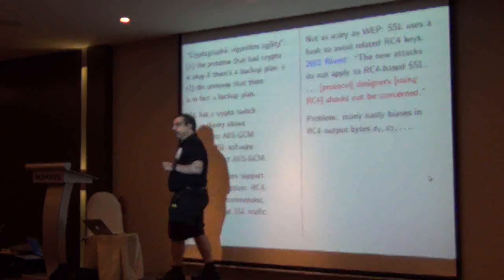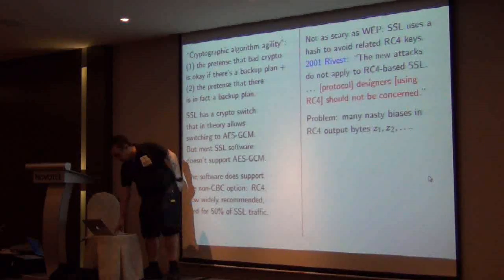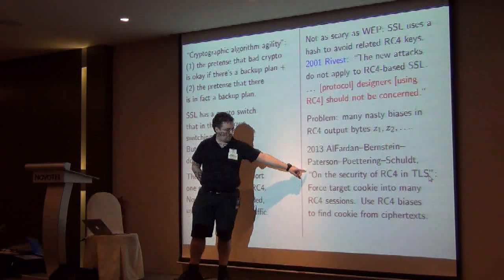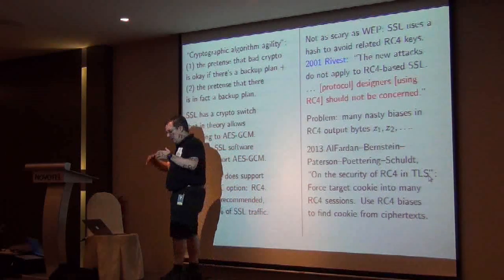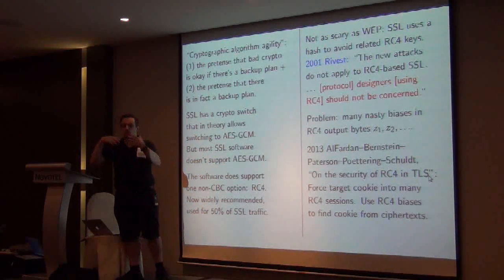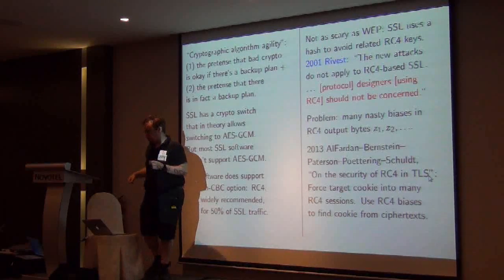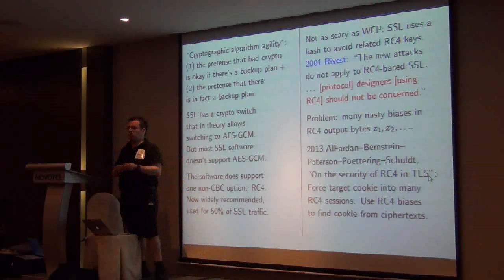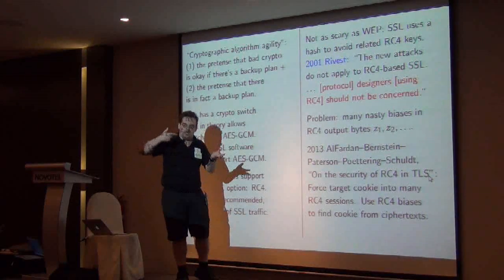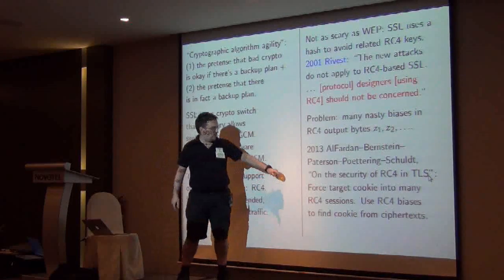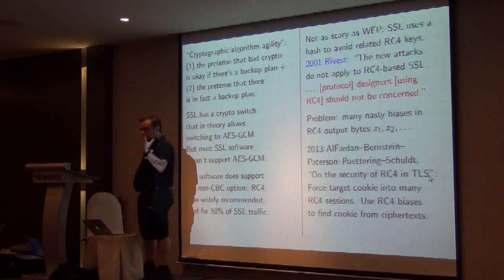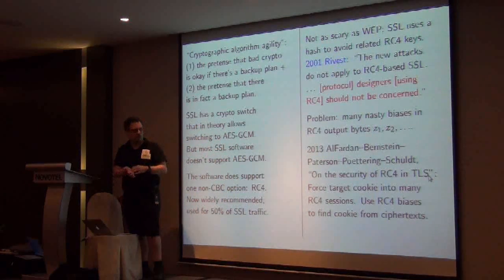And at this point, I'd like to advertise something I've been doing very recently with AlFardan, Paterson, Poettering and Schuldt, which is called On the Security of RC4 in TLS, which is at the highest level saying, okay, you can actually do very much what BEAST does, where instead of targeting AES encrypting a cookie with CBC, you target RC4 encrypting a cookie. And then have, well, the same cookie or password or whatever sent through a lot of RC4 sessions, the same way that BEAST does, and then use the biases in RC4 in order to figure out what the cookie is from all of these ciphertext bytes.